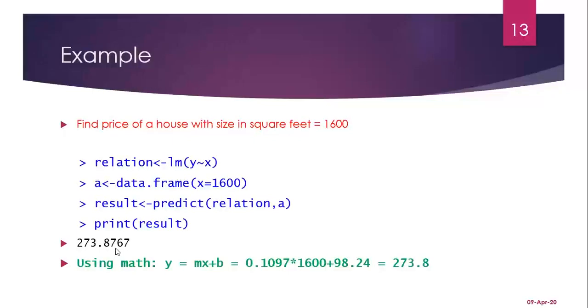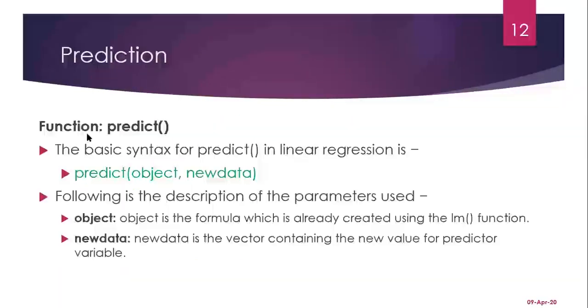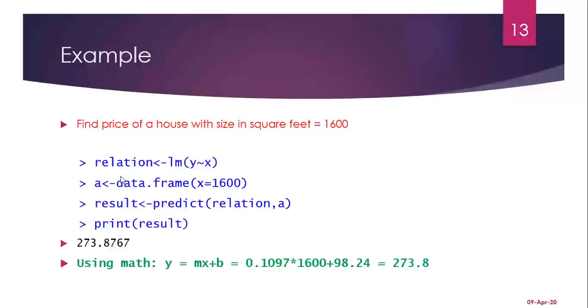So obviously there is an error. How much is the exact error? 312 minus 273. Okay, but this is how we get it. Why do we get the error?